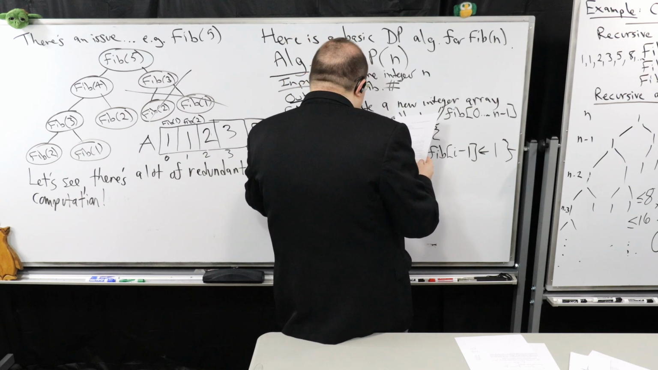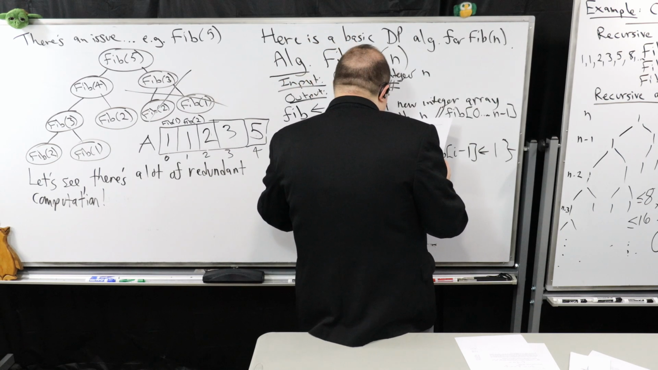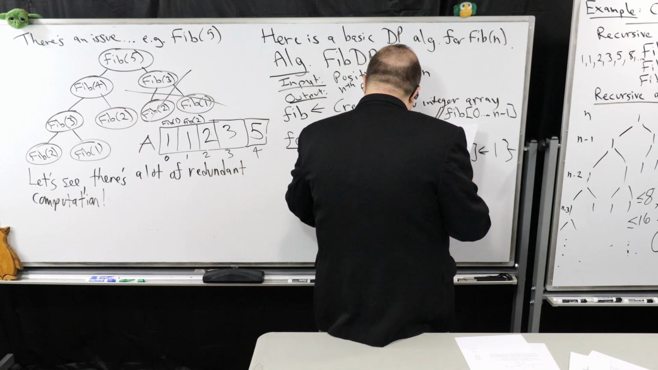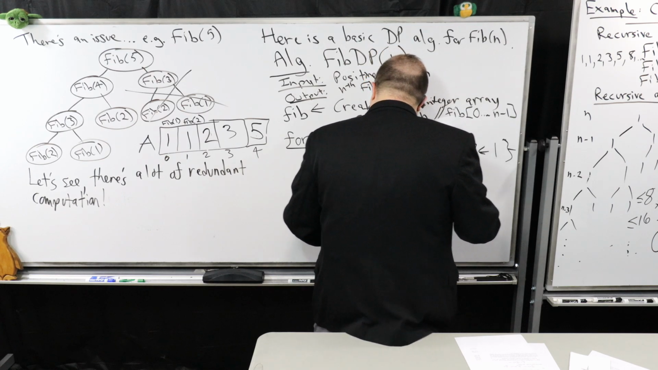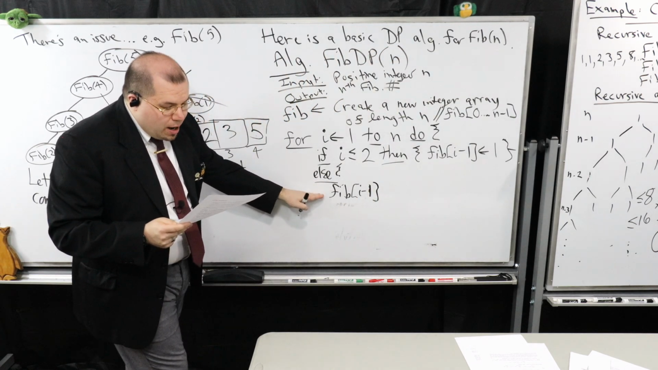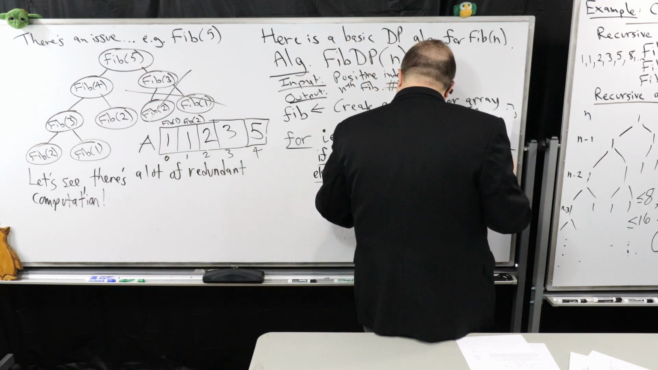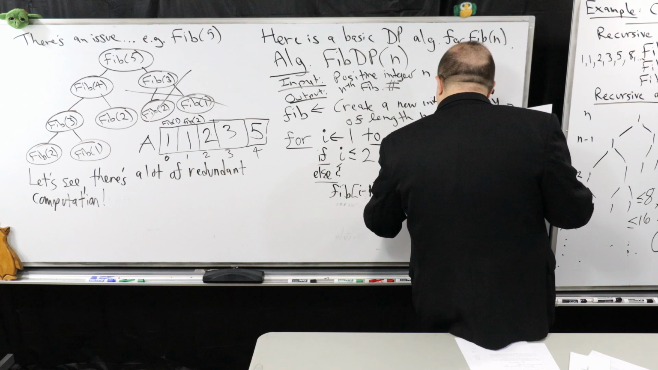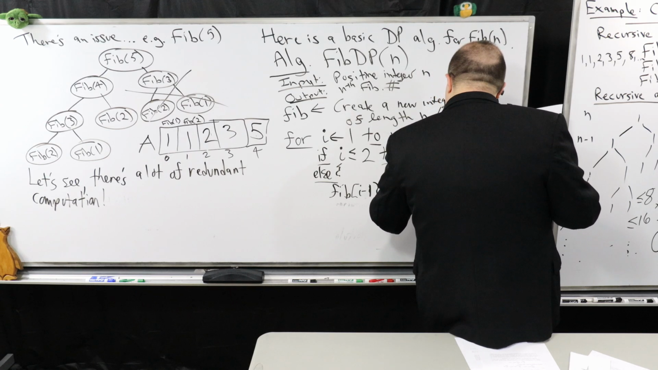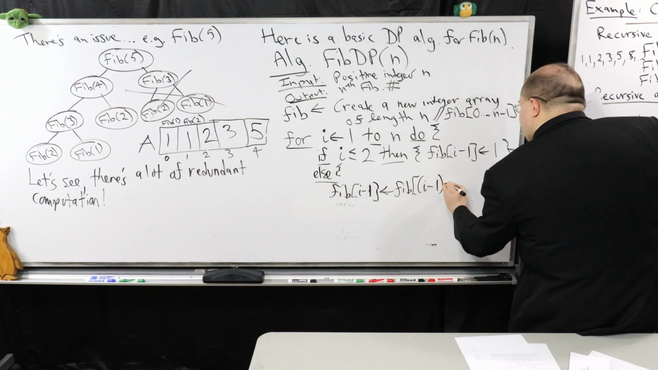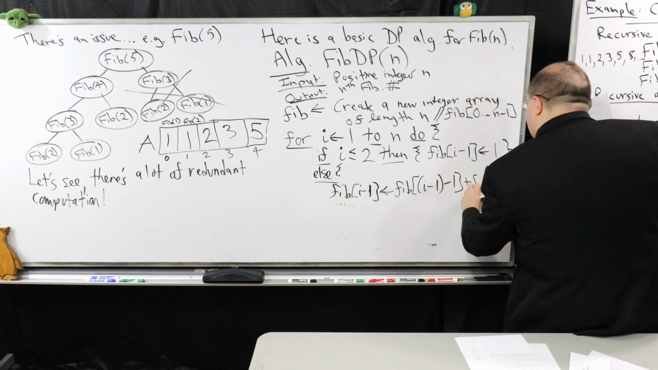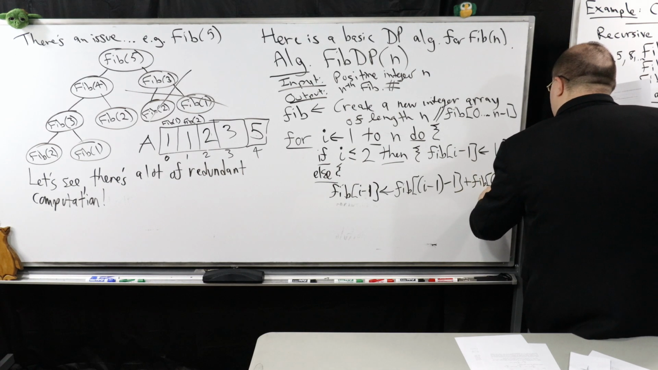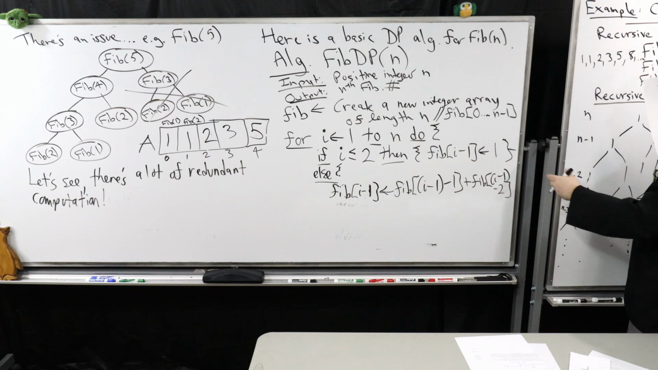Otherwise, I'm just going to apply my recursive definition. So fib of i minus 1 is going to be assigned, and I'm going to write it this way to make it a little easier for you to see what I'm up to, but you can easily rewrite this to be a little simpler. Fib of i minus 1 plus fib of i minus 1 minus 2, all in the square brackets. I sort of ran out of space there.